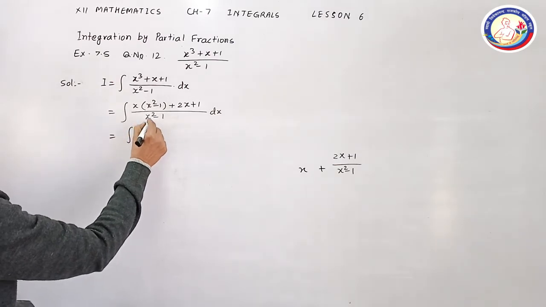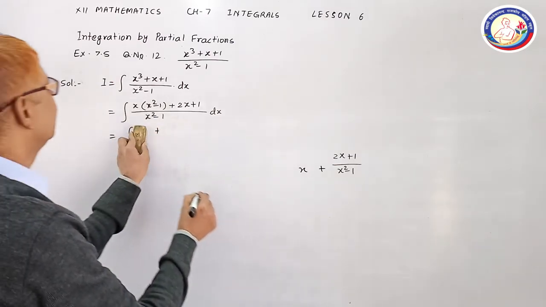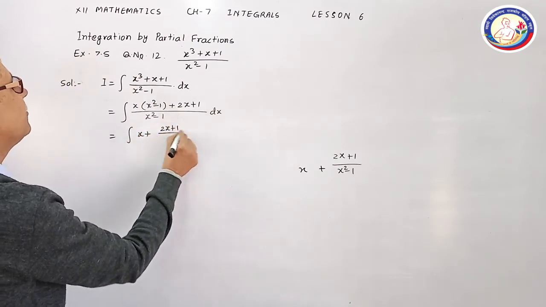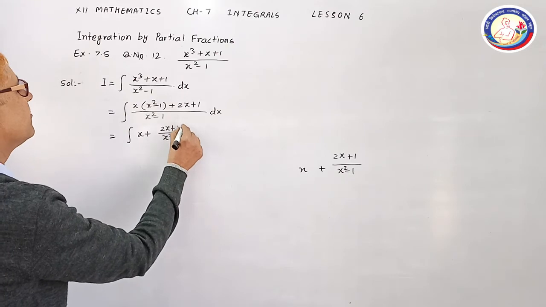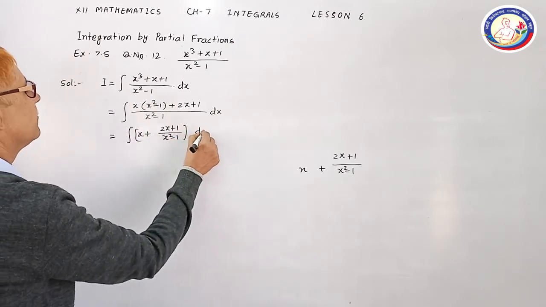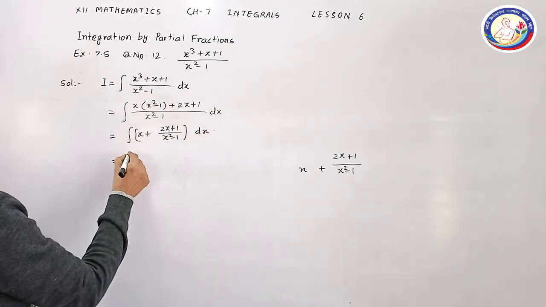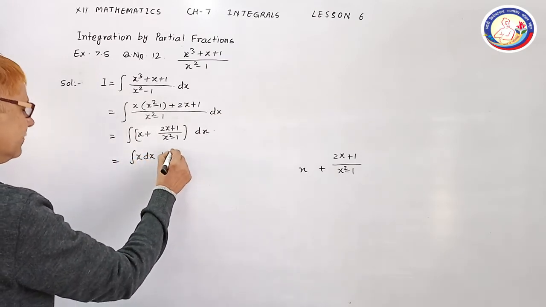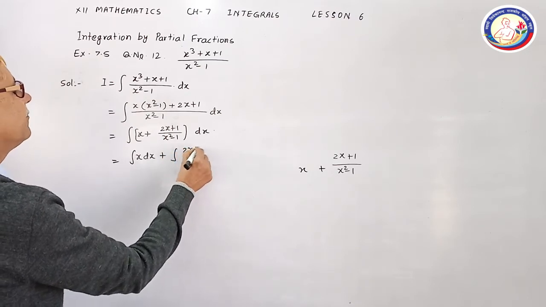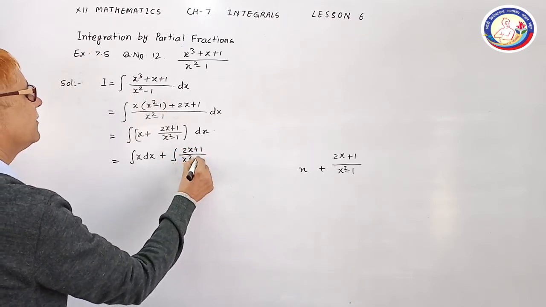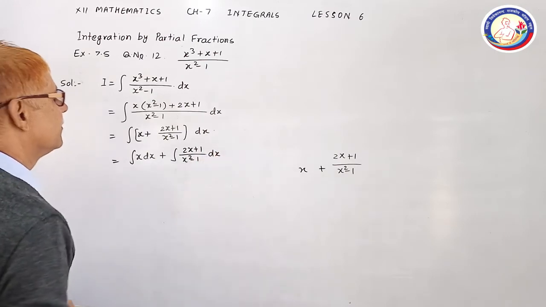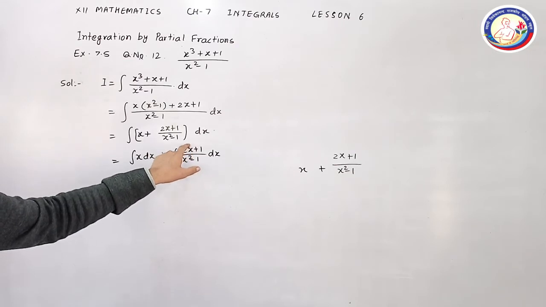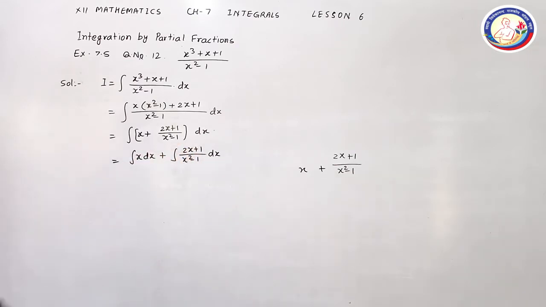Integration of x plus 2x plus 1 upon x square minus 1 dx. Break this into two integrals, integration x dx plus integration of 2x plus 1 upon x square minus 1 dx. Now what is the differentiation of x square minus 1? It is 2x. 2x is present here. So we can again break this into two parts.